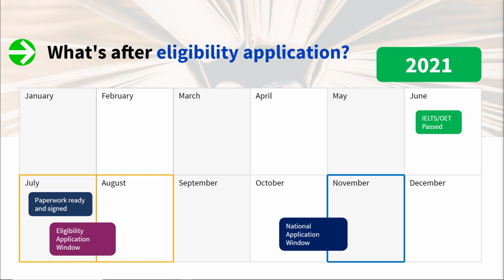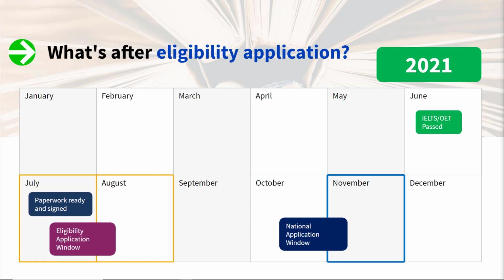So when you have this ready, all the 4 headings that I said on the previous slide, you can submit all of this during this eligibility application window. And the next step is waiting to hear back whether you're eligible or not. If you're found eligible, then you have to work towards getting GMC provisional registration. So you have to obtain the GMC provisional registration before May next year.